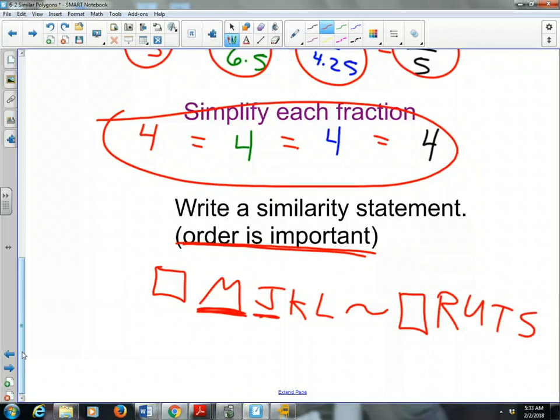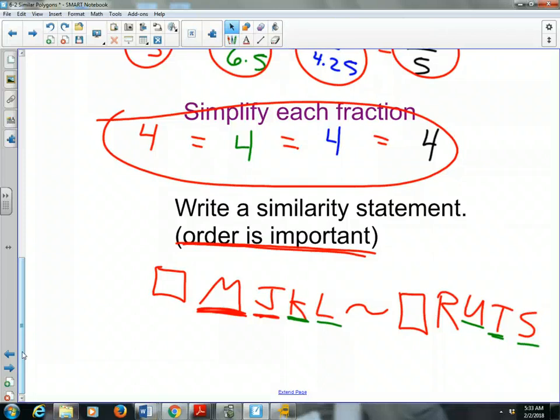So now this similarity statement is important to me, because just as I stated, now I can know that this angle is congruent to this angle. Oh, sorry. The K is congruent to the T because they both come third. The L is congruent to the S because they both come fourth.